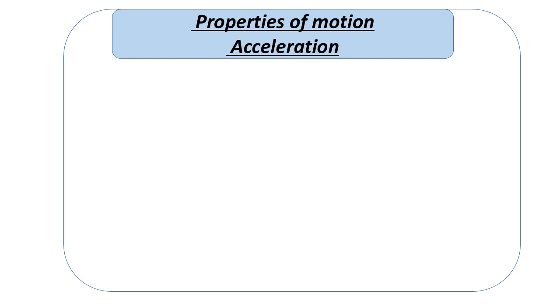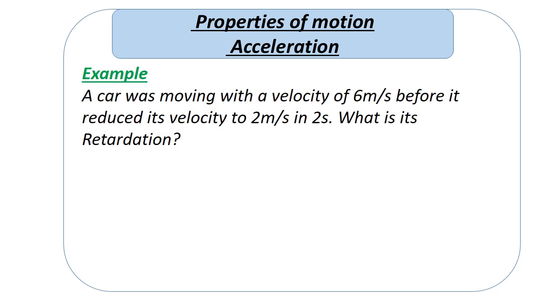The last example we're going to take a look at has to do with finding deceleration or retardation. And the question reads, a car was moving with a velocity of 6 meters per second before it reduced its velocity to 2 meters per second in 2 seconds. What is its retardation? First things first, data collection. So let's collect our data. We have been given the initial velocity, 6 meters per second, and the final velocity, 2 meters per second. Initial velocity is the velocity at the start of the observation.